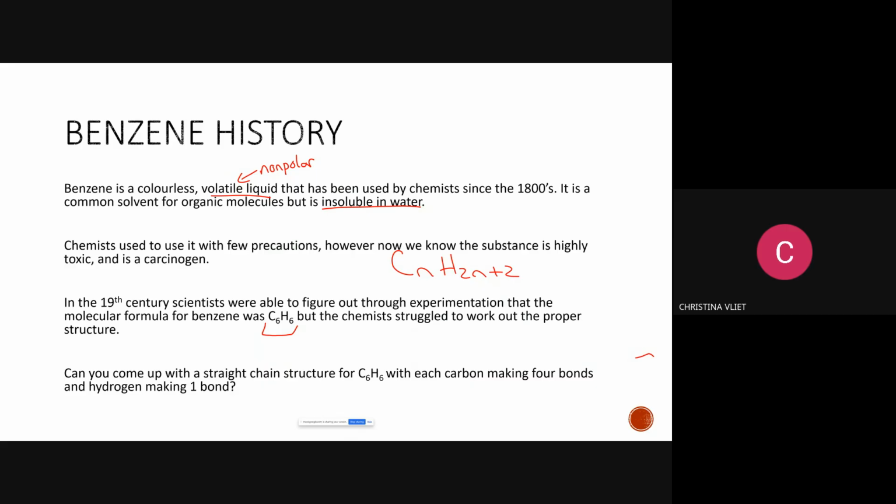So just think about it. What would you get? It has to have 6 carbons, the carbons make 4 bonds, and hydrogen makes 1 bond. So what would you come up with? You're kind of looking ahead.